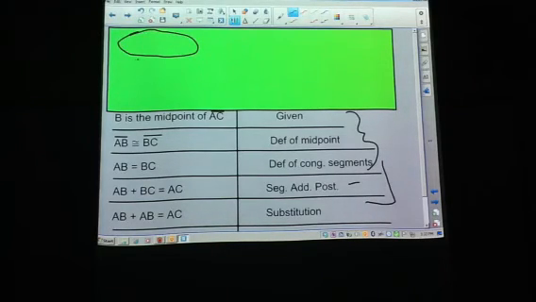And we're going to list our given information there, which is B is the midpoint of segment AC. Now from that, and we're going to draw a little arrow from it, we're going to get another little oval here, which is that segment AB is congruent to segment BC, and that's, again, if we just look across, that's the definition of the midpoint.